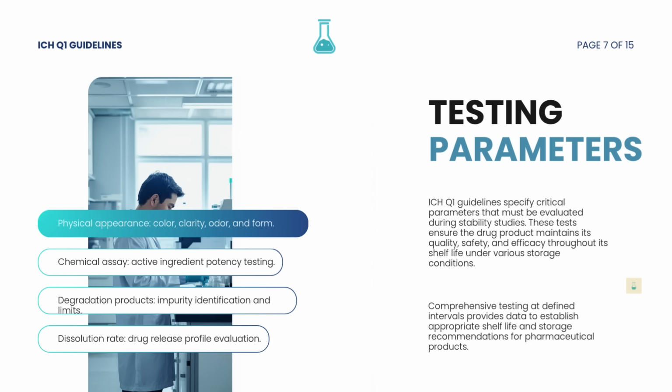Next, we have the chemical assay, which involves testing the potency of the active ingredients. This is crucial because it ensures the drug remains effective throughout its shelf life. We also look at degradation products to identify impurities and set limits for them. This helps in understanding how the product might change over time and ensures that it remains safe for consumption. So, lastly, the dissolution rate is evaluated to understand the drug release profile. This is particularly important for ensuring the drug delivers its therapeutic effect consistently.